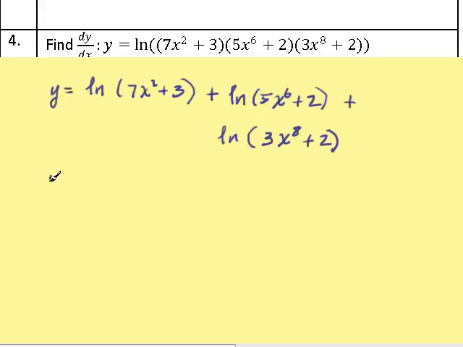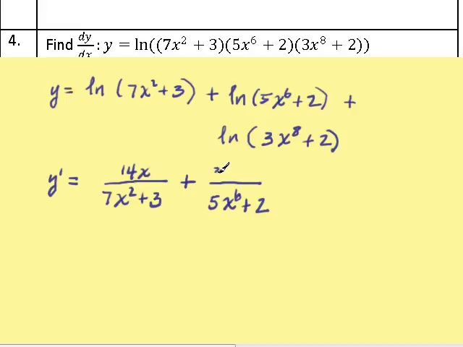Now it'll be easier to take the derivative term by term. That'll just be 7x squared + 3 in the denominator, 14x in the numerator. Derivative of the next term: 5x to the 6 + 2 in the denominator, and there we have 30x to the 5th in the numerator. That's the derivative. And last term, 3x to the 8th + 2 in the denominator, and the derivative of this is 24x to the 7th, and that goes here.